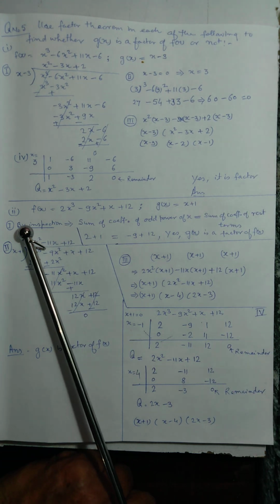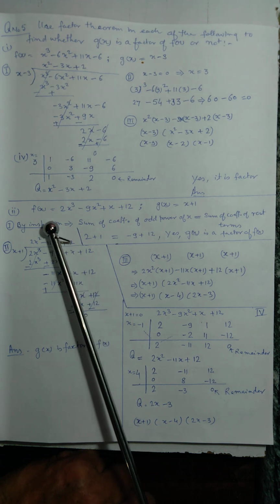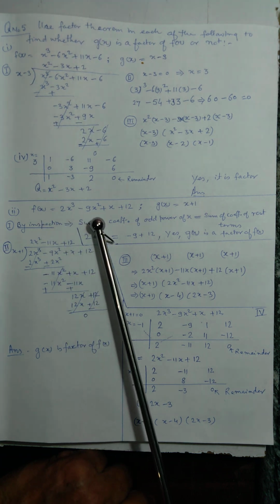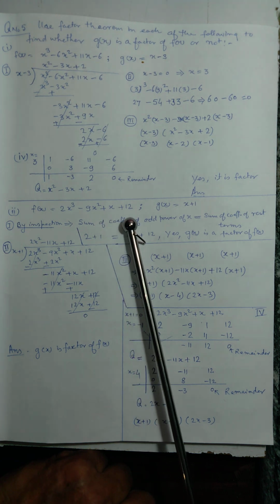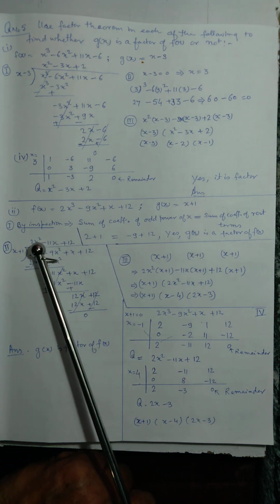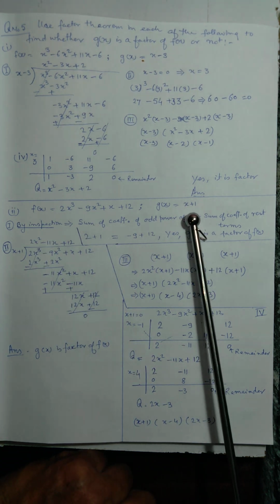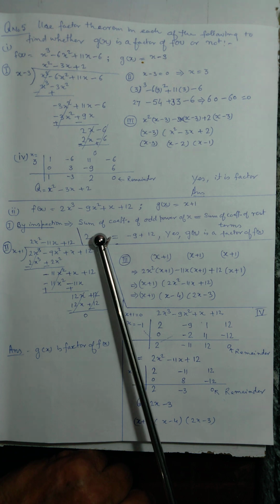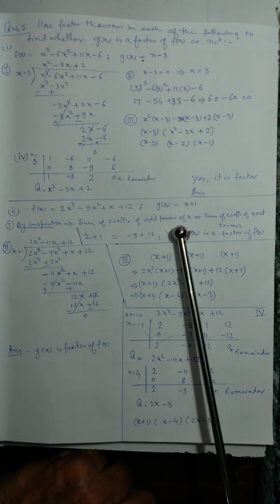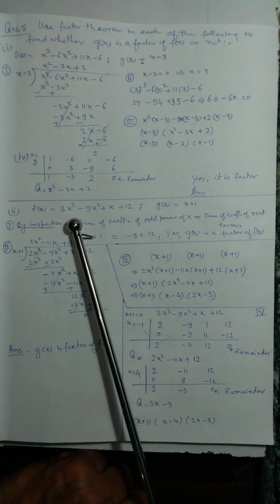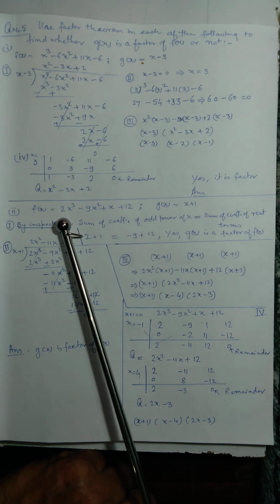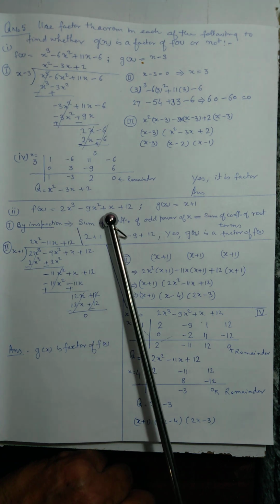Now proceed to the second part. f(x) is given, that is 2x cube minus 9x square plus x plus 12. Here g(x) is x plus 1. By inspection, you see x plus 1. By inspection, take the sum of the coefficients of odd powers of x. The odd powers are x cube and x. So the sum of the coefficients means 2 plus 1, that is 3.